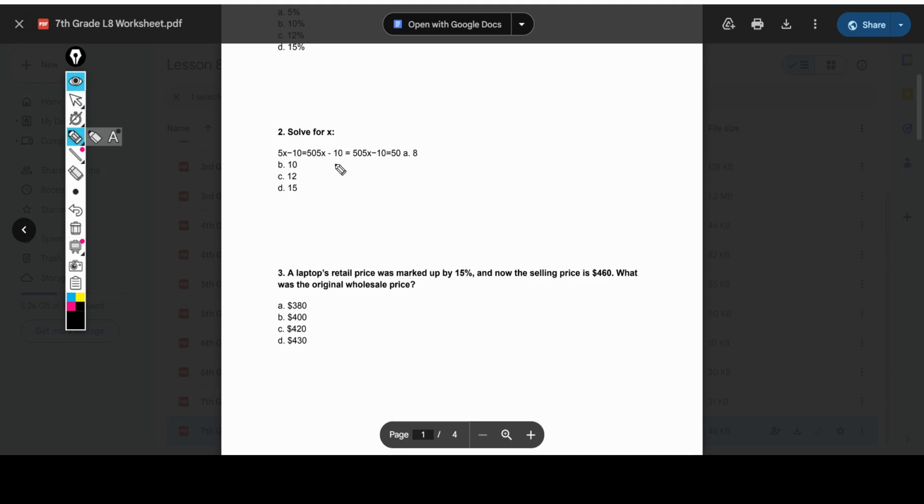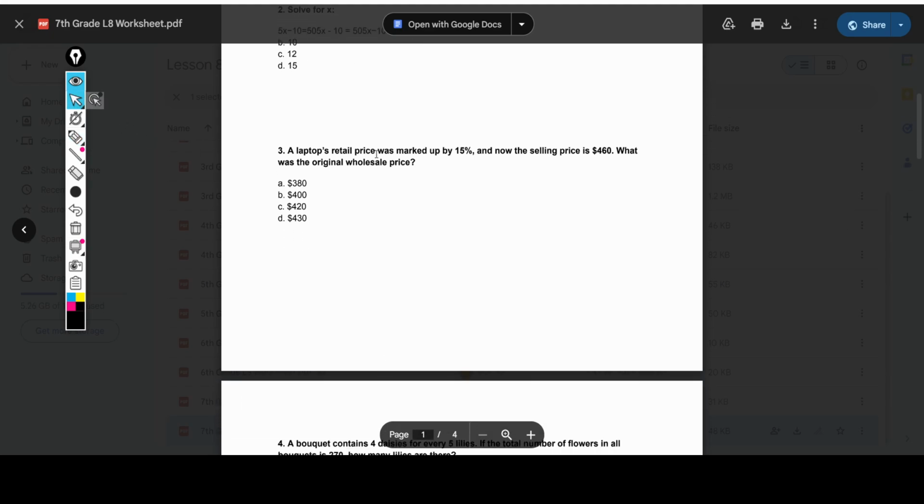And then next we're going to solve for x. So we have 5x minus 10 is equal to 50. Sorry, I'm just going to skip this problem because I'm not entirely sure what it means.